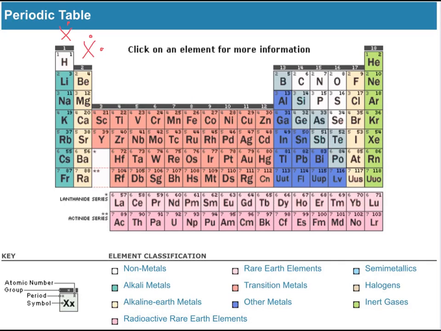So the next group that we need to talk about and discuss is the group right here, which we call other metals. These aren't transition metals, and they're also not what we call semiconductors. Or we see here with this other group, this blue group here, these are called semi-metallics, or sometimes we call them metalloids. So they'll be known as both, okay? So those are metalloids.